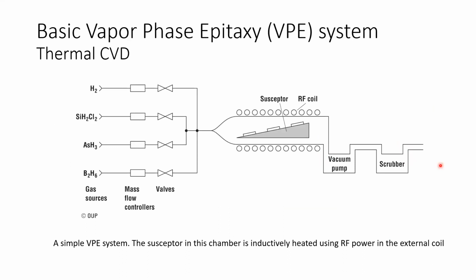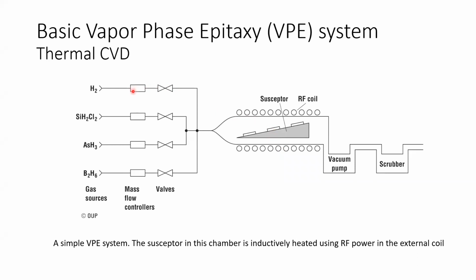And here we show the basic vapor phase epitaxy system. You can see it is very similar to a low pressure CVD. Low pressure CVD is a thermal CVD. So here is a thermal CVD. In this system, we have this chamber, and we have our wafer, which rests on this susceptor, and this susceptor is heated using an RF coil.